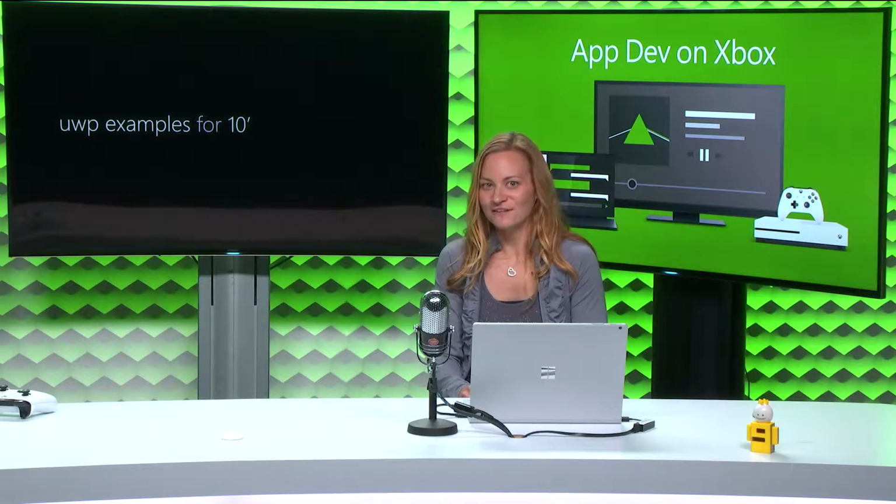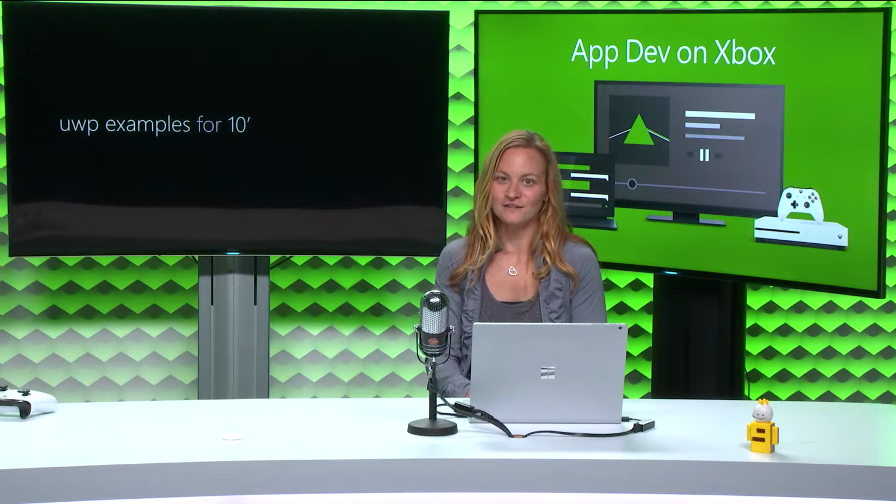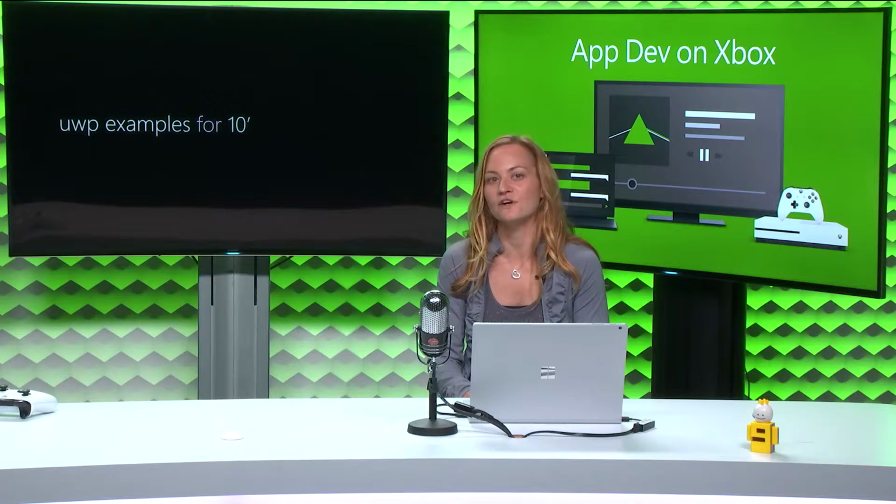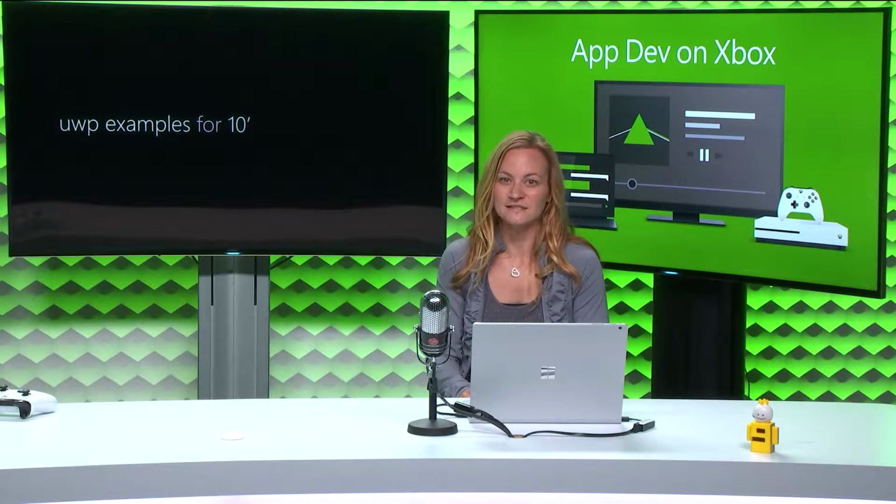Okay, so we've covered all this great stuff. Now let's get into a couple of examples of UWP experiences created for 10-foot. I'll talk a little bit more about the experiences and things to consider when you're going through and designing your own experience. The first one we're going to talk about is the Atmosphere app.